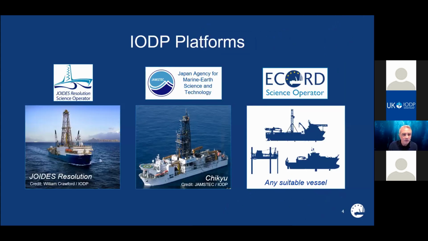So IODP relies on various drilling platforms to deliver its science plan, with those platforms provided by 3 funding consortia led by the USA, Japan, and ECORD. And each consortium has an appointed operator. The USA and its associate members provide the JOIDES Resolution, or the JR, a riserless drilling vessel and the workhorse of the programme for the last 35 years, operated by our colleagues at the JOIDES Resolution Science Operator. Japan supplies the Chikyu, IODP's huge riser drilling vessel, capable of very deep drilling, potentially up to 10 kilometers below the sea surface. And the Chikyu is operated by JAMSTEC in Japan.